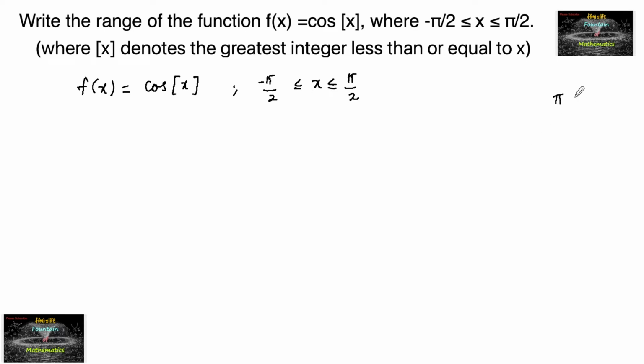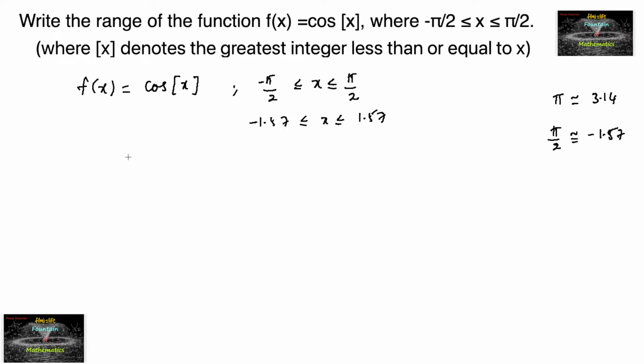Since we know the approximate value of pi can be taken as 3.14, pi by 2 can be taken as 1.57 approximately. So x lies between minus 1.57 to plus 1.57 approximate value. So let us check the step value, the greatest integer of x, between these two values.